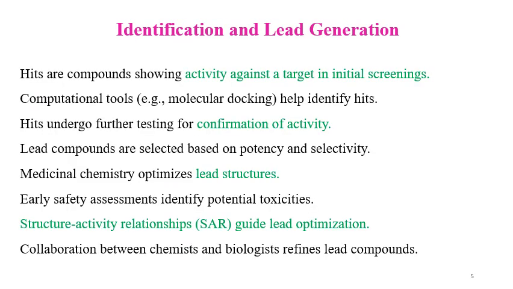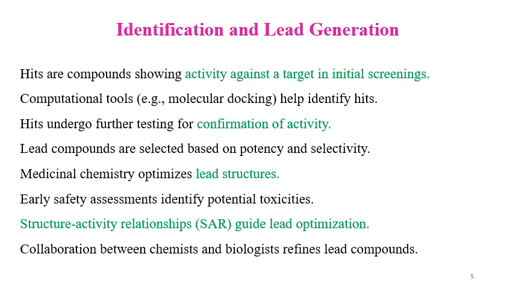Identification and lead generation. Hit compounds or lead compounds are generated which can show activity against the target in initial screening, whether it will be an antagonist or agonist. Computational tools like molecular docking may help to identify these hits. These leads and hits undergo further testing for confirmation of the activity, and then lead compounds are selected based on the potency and selectivity. Some leads may be potent, some may be non-potent.